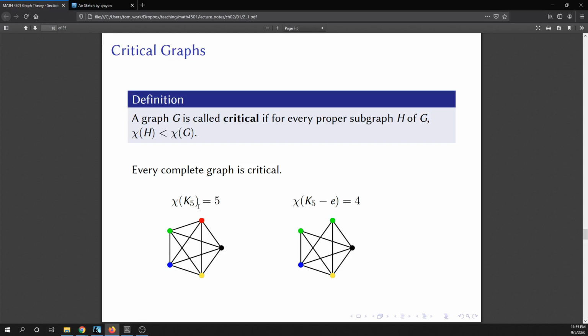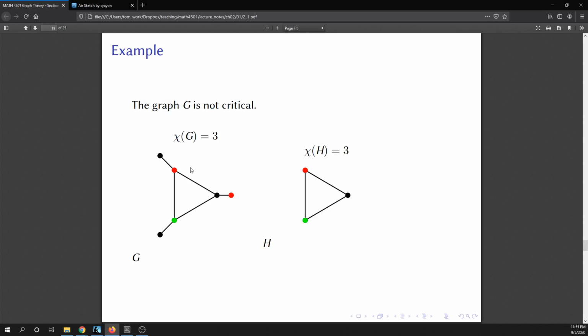We said that every complete graph is critical, right, in one of the previous videos. If you look, this graph is critical, and the chromatic number is 5. And if you look at the degree of each vertex, it's at least 4. In fact, for the complete graph, the degree of every vertex is 4. Whereas we said this other graph was not critical, right?